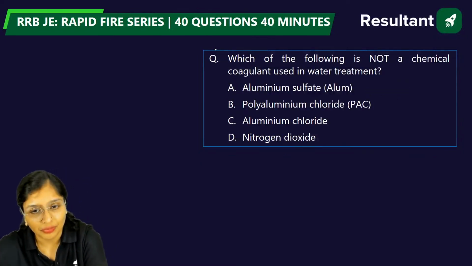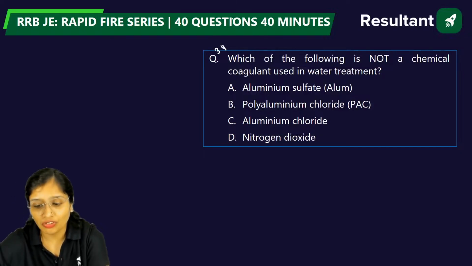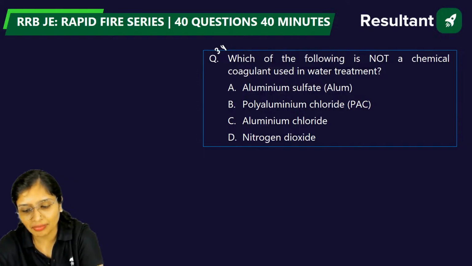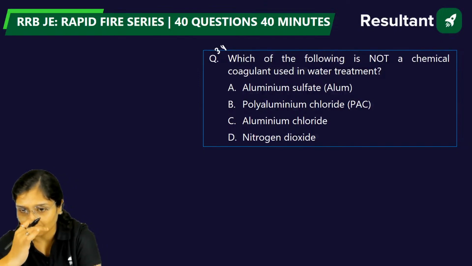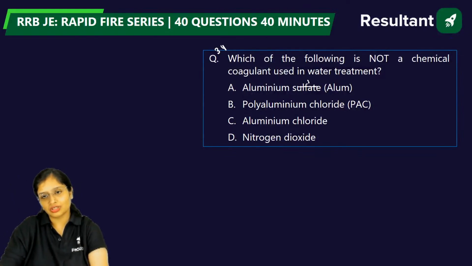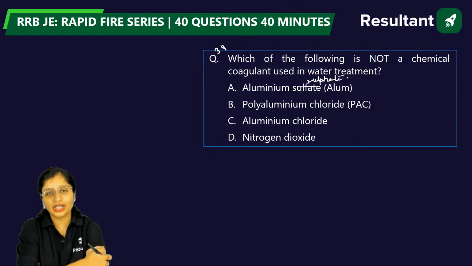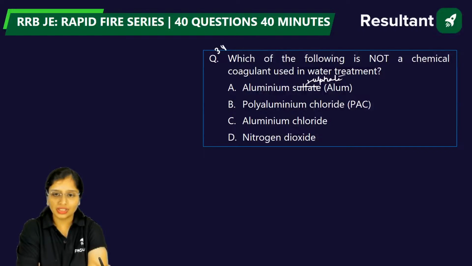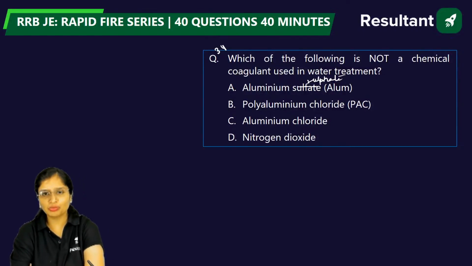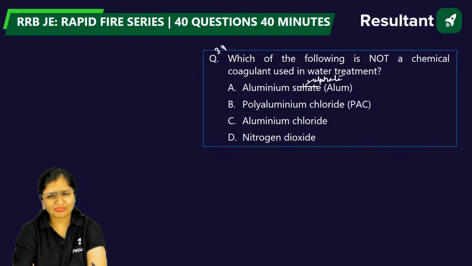Question number 34. Which one of the following is not a chemical coagulant used in water? Now, which is the one you don't use as a chemical coagulant? Alum, aluminium sulfate, Al2(SO4)3·18H2O, we use it. Yes. Polyaluminium chloride, we use it. AlCl3, aluminium chloride, we use it. Nitrogen dioxide, we don't use it.